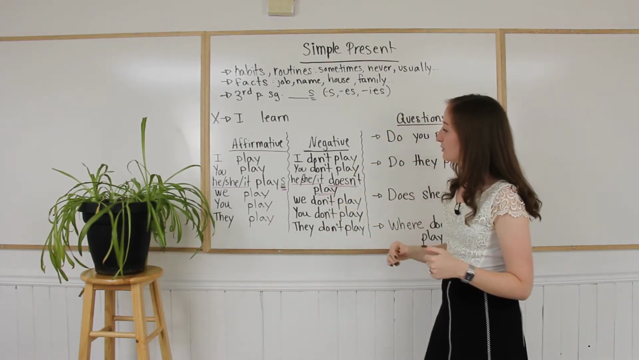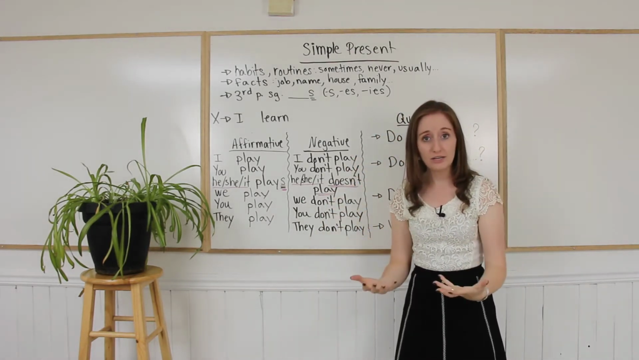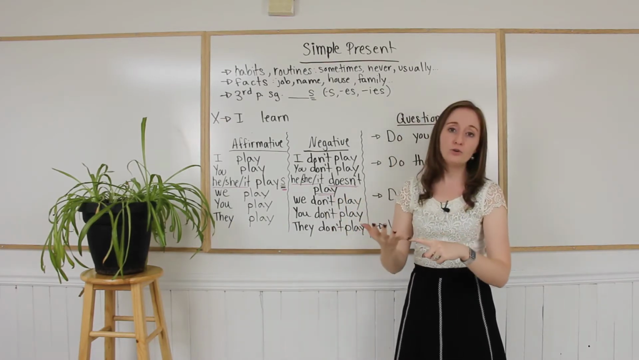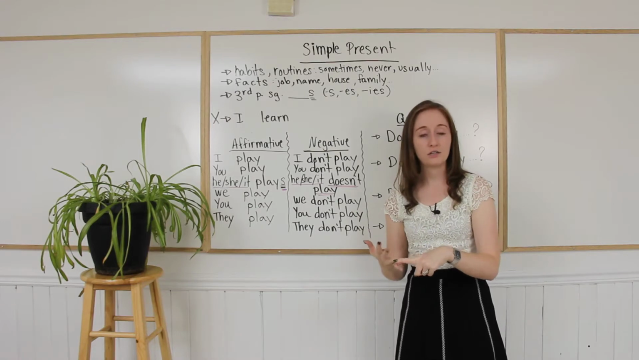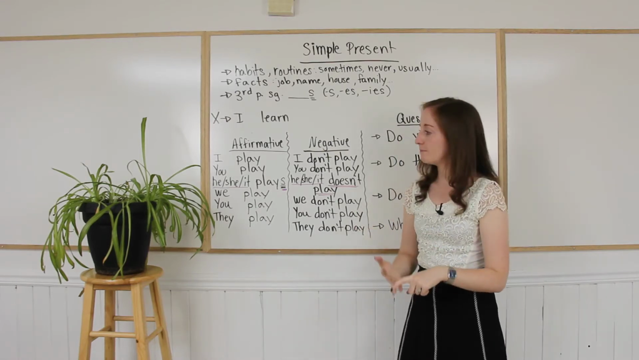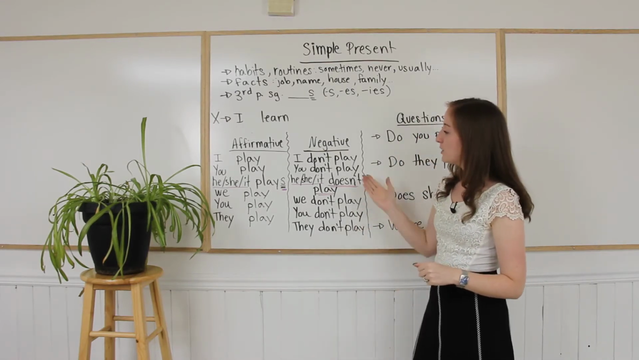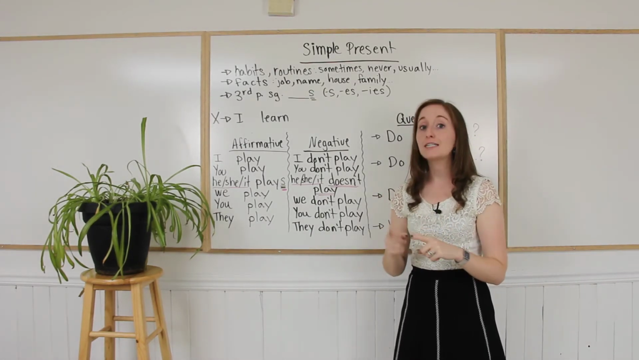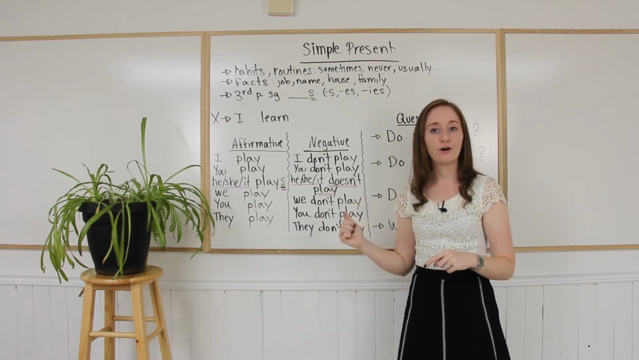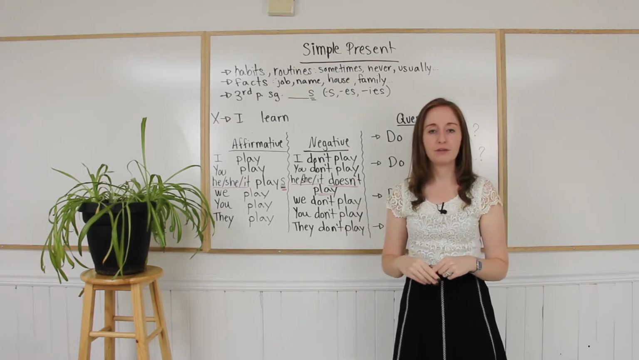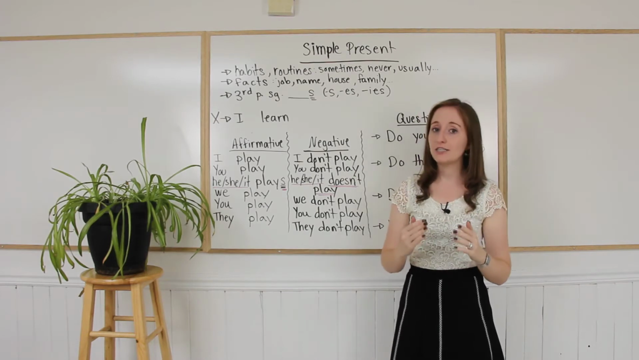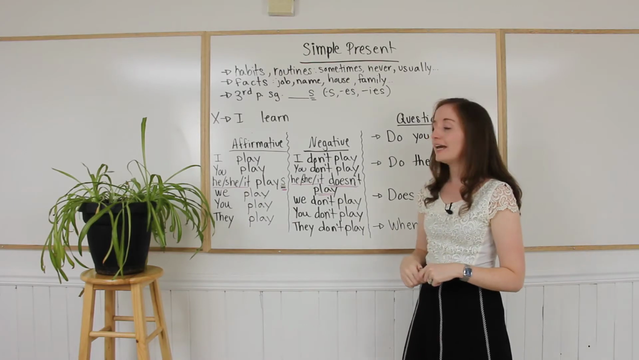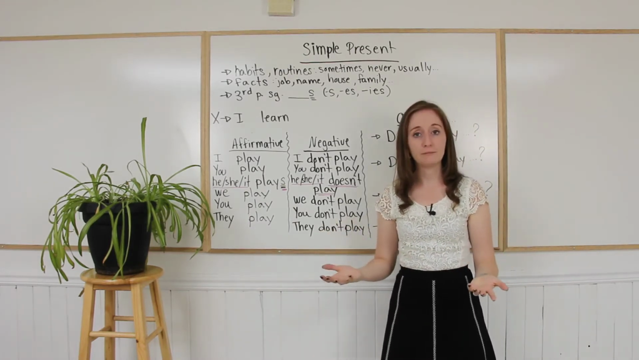For the negative, you need to use an auxiliary to represent simple present negative. Do not or does not. Don't, doesn't. I don't play, you don't play, he, she, it does not play. The verb has no conjugation. He, she, it doesn't play. We don't play, you don't play, and they don't play.